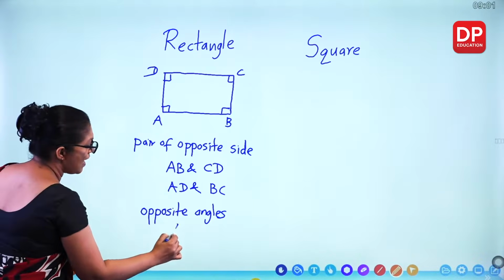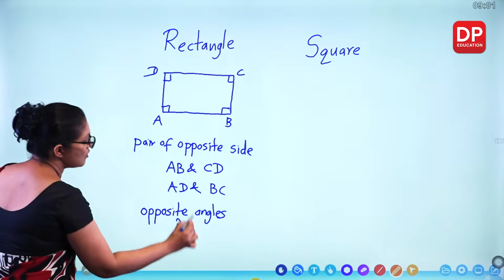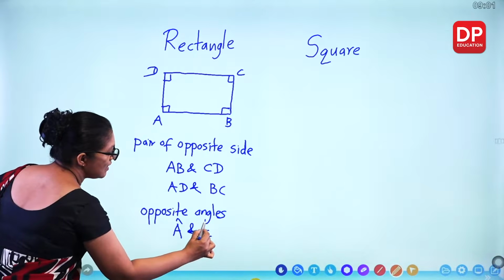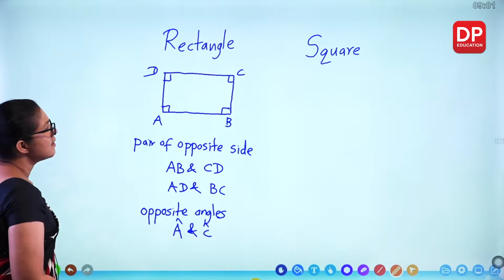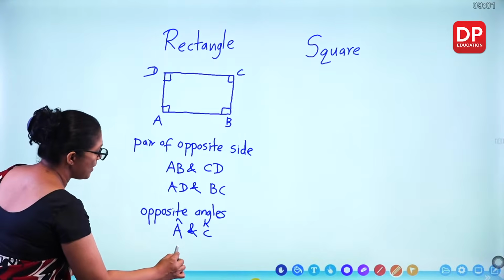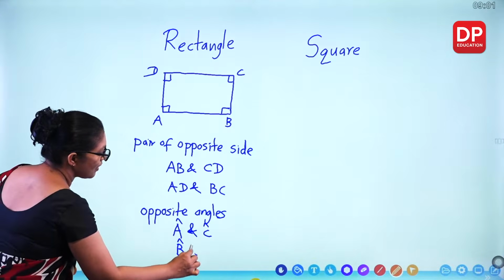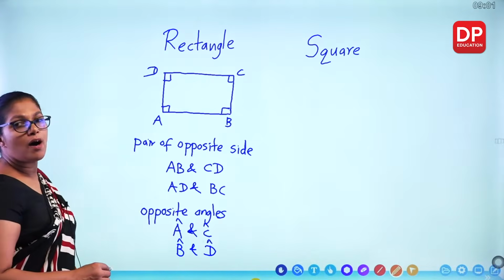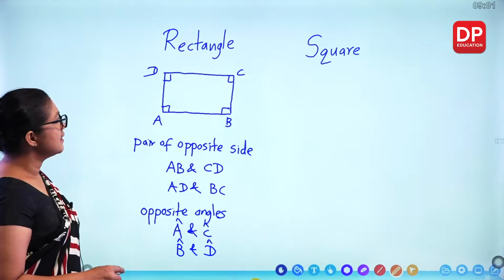And what are opposite angles? If you take A angle, what's the opposite of A angle? A and C are opposite angles. What's the other one? If you take B, B and D are opposite angles.